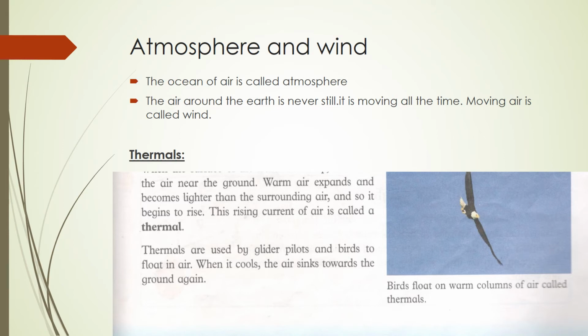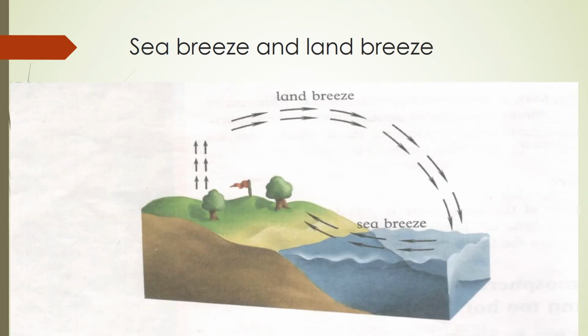Next is thermal. When the surface of the earth heats up, it warms the air near the ground. Warm air expands and becomes lighter than the surrounding air, and so it begins to rise. This rising current of air is called a thermal. Thermals are used by glider pilots and birds to float in the air. When it cools, the air sinks towards the ground again.